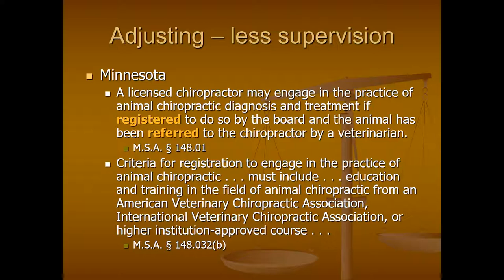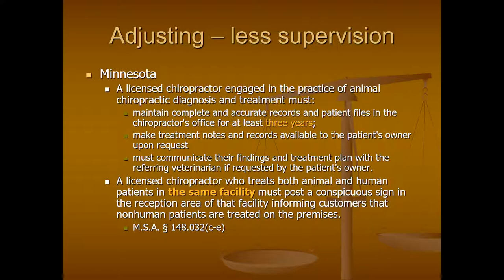Minnesota also has a procedure for chiropractors to register as animal chiropractors. Criteria for the registration includes AVCA certification. The Minnesota rules require that records be kept for 3 years and require that treatment notes be made available to the client if they ask. And the chiropractor providing treatment must communicate the findings to the referring veterinarian.